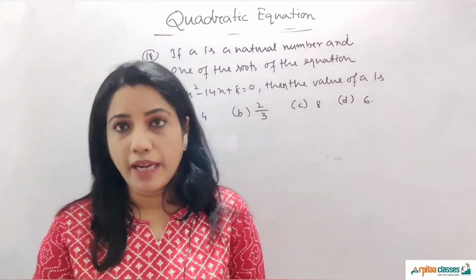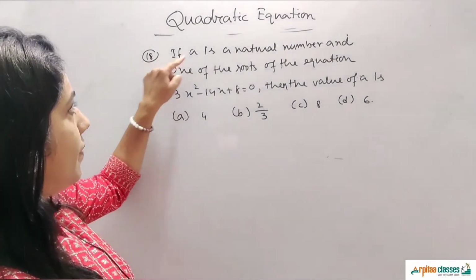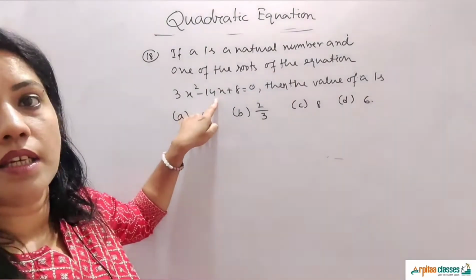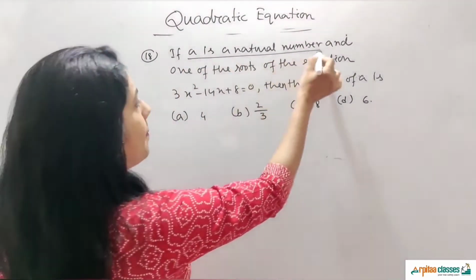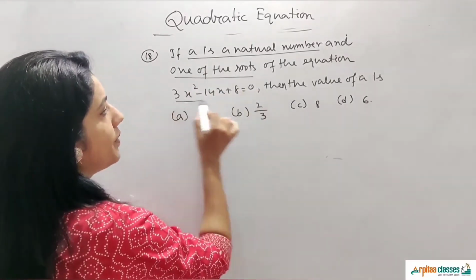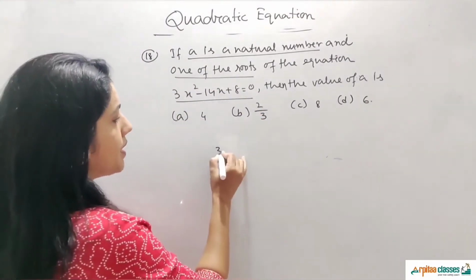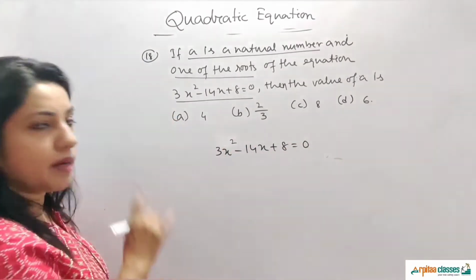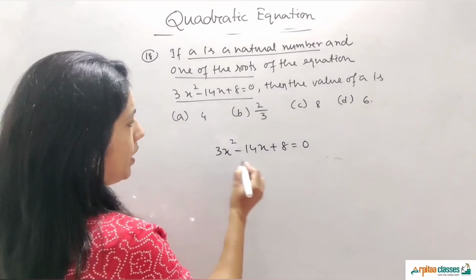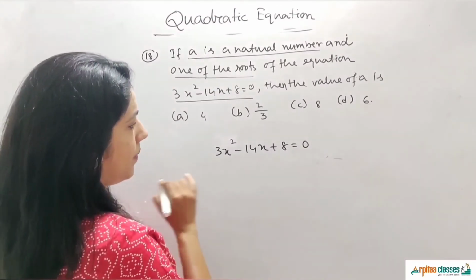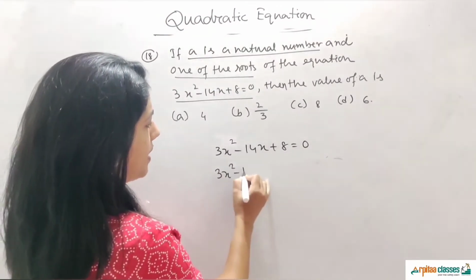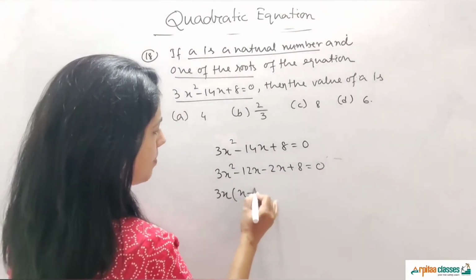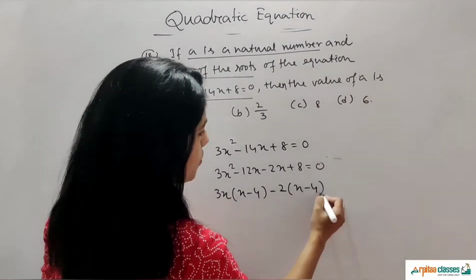So let's solve question number 18 now. It says that if a is a natural number and one of the roots of this equation. So a should be a natural number and it is one of the roots of this equation. So let us solve this equation, 3x square minus 14x plus 8 equal to 0, by splitting the middle term. So it's minus 12x minus 2x. So 3x common, x minus 4, minus 2 common, x minus 4.